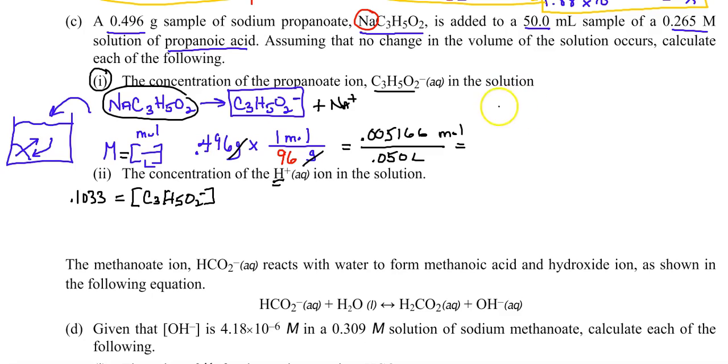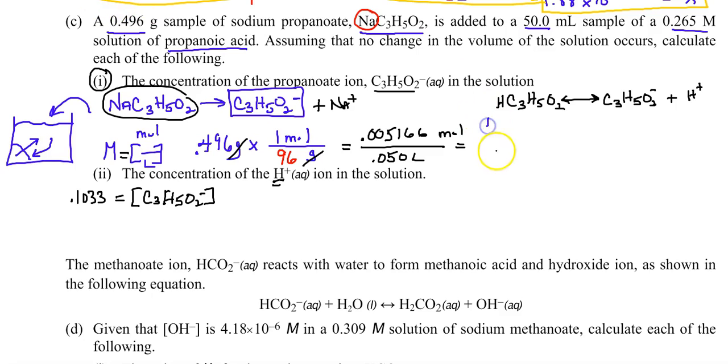What the reaction is, we have HC3H5O2 in equilibrium with its conjugate base, C3H5O2 negative, and of course the H plus. Why the plus? It comes off in water. Now you can have water here, and this would be H3O plus. It wouldn't be any different.